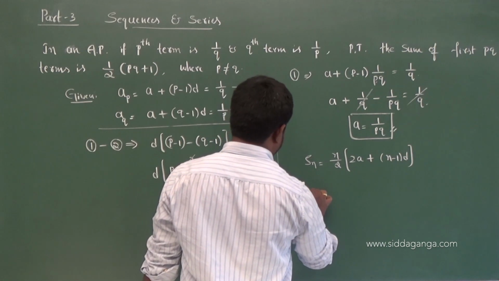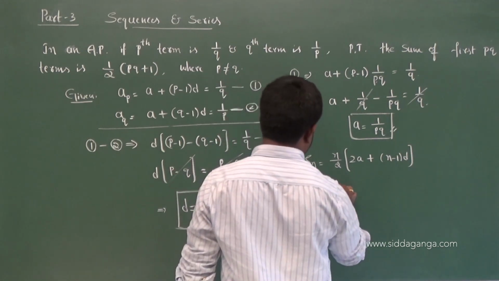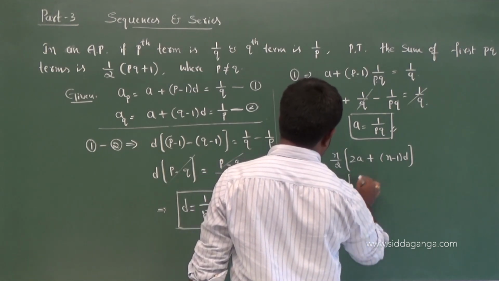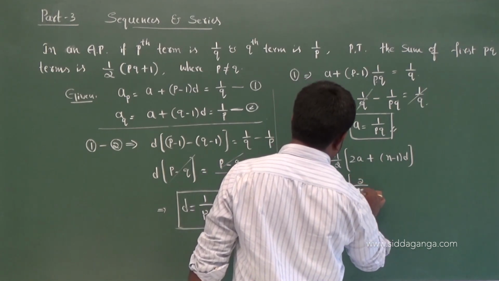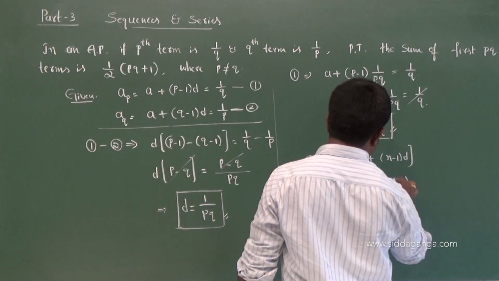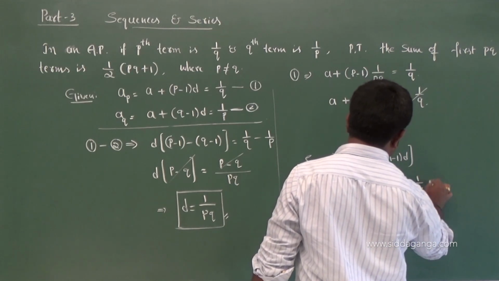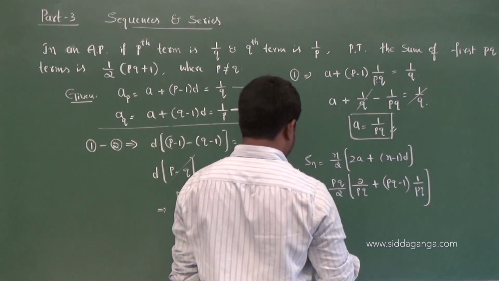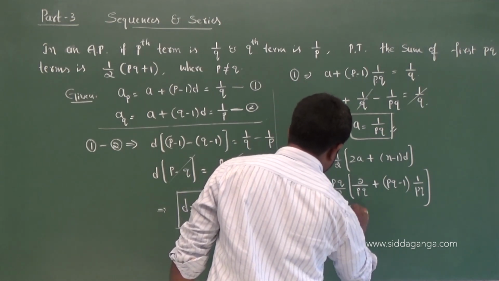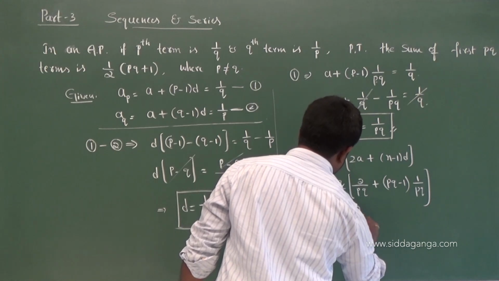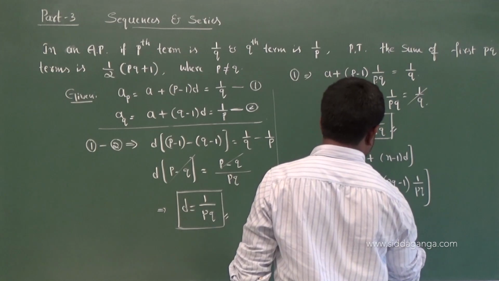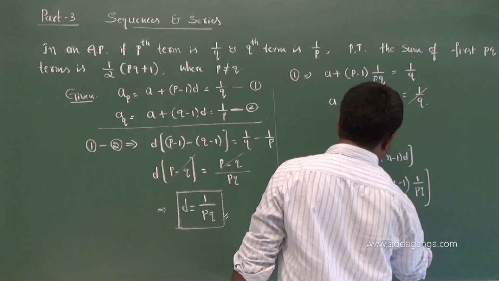Now, we have to find what? Spq is equal to pq by 2. So, 2 into a is 2 by pq, plus n is what? pq minus 1 into d is 1 by pq. This is equal to pq by 2 into 2 by pq plus pq by pq, that is what? 1 minus 1 by pq.